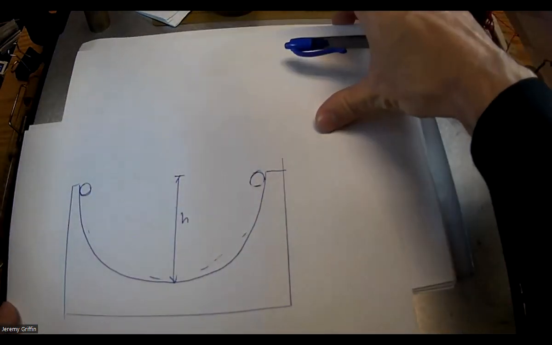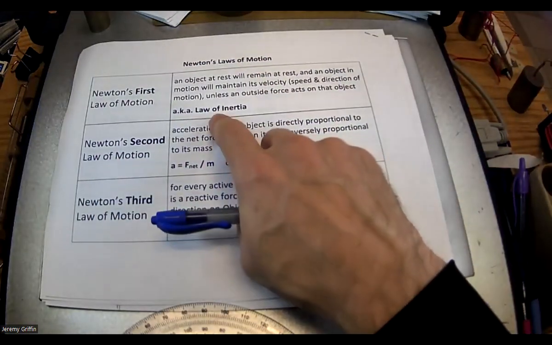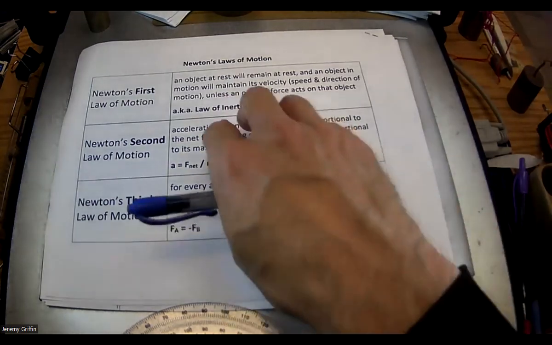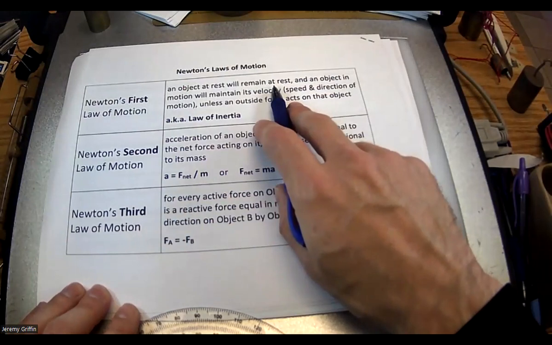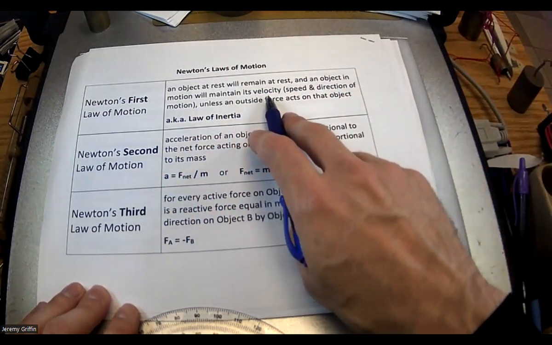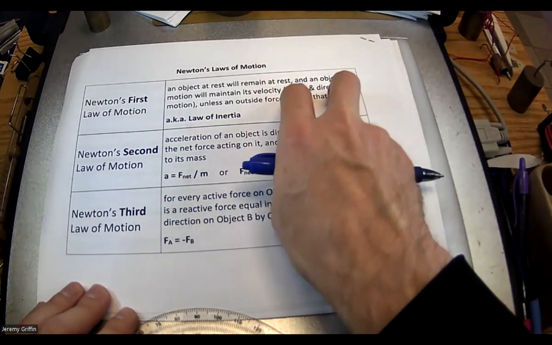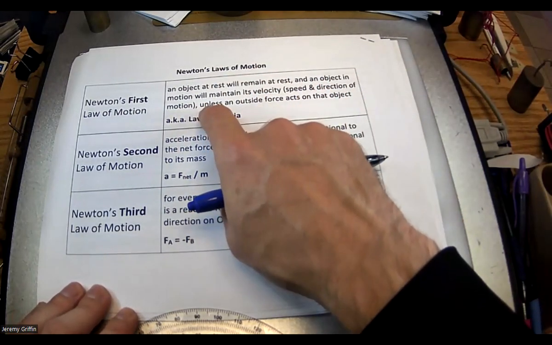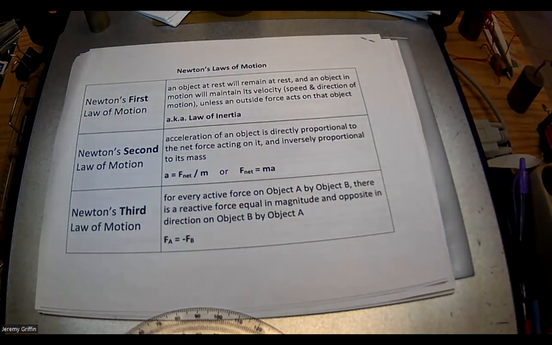Actually, while I've got the screen flipped over, let's take a peek at Newton's laws of motion. First law of motion, remember, this is the law of inertia. Most of the questions are pretty closely aligned to this one. An object at rest will remain at rest. An object in motion will maintain its velocity. And you guys know what velocity is. It's two things: speed and direction of motion. Unless there's an outside force acting on that object. If there's no external force, then an object will either remain at rest or just keep doing what it's doing.